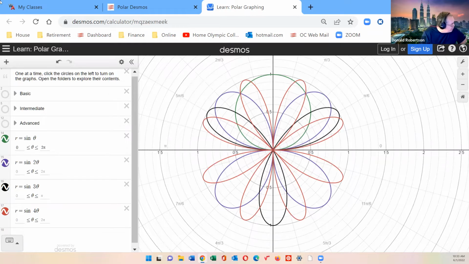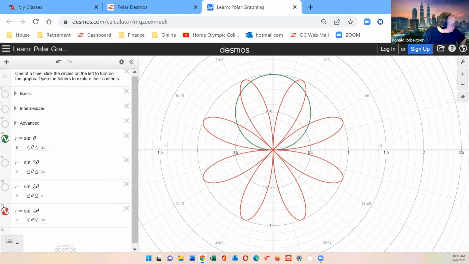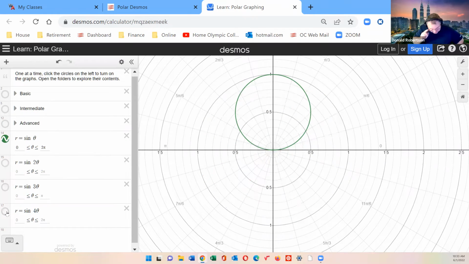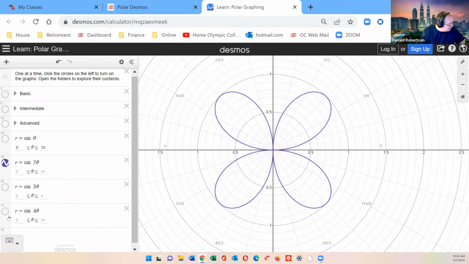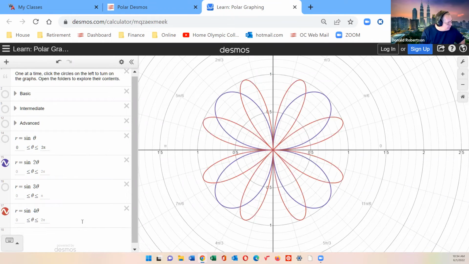Yeah. Now, let me make those go away. There is a connection between how many thetas you have, 2 theta, 3 theta, and 4 theta, and how many of those loops, they're called petals officially, you get. If you do 2 theta and 4 theta, do you notice the connection? Don't you get twice as many petals as the value? So if I typed in sine of 20 theta, wouldn't I get 40 petals?